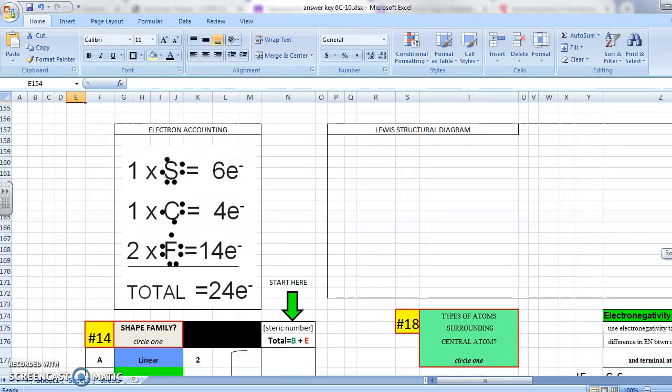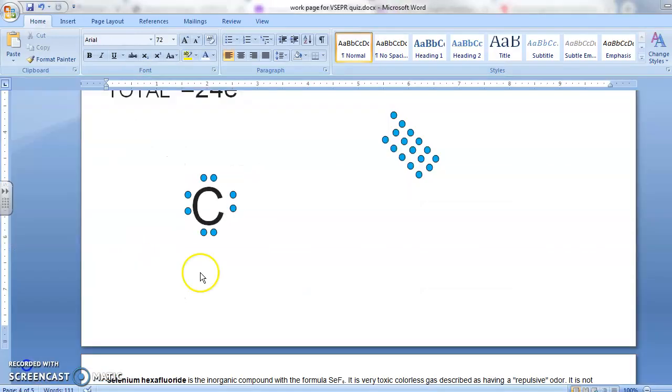In picking our central atom for the molecule, carbon needs 4 more bonds to get 8. Sulfur only needs 2 bonds to get 8. Fluorine only needs 1. So carbon will be our central atom. We will put carbon in the middle and surround it with 8. So here's carbon. We surrounded it with 8.